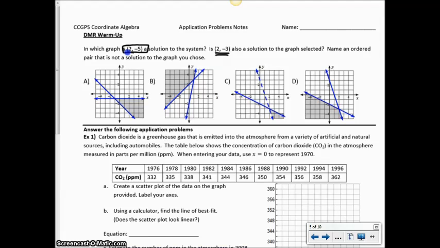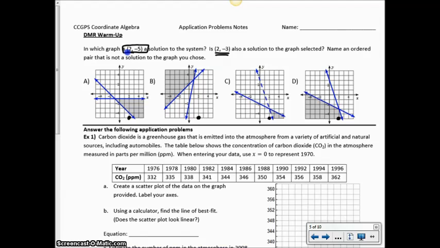It says name the ordered pair that is not a solution to your graph that you choose. So first we've got to figure out where is 2, -5. So 2, -5 would be right here. So I'm going to go ahead and put that point on each one of these graphs so that we can then determine which one it works on. You probably already see it.